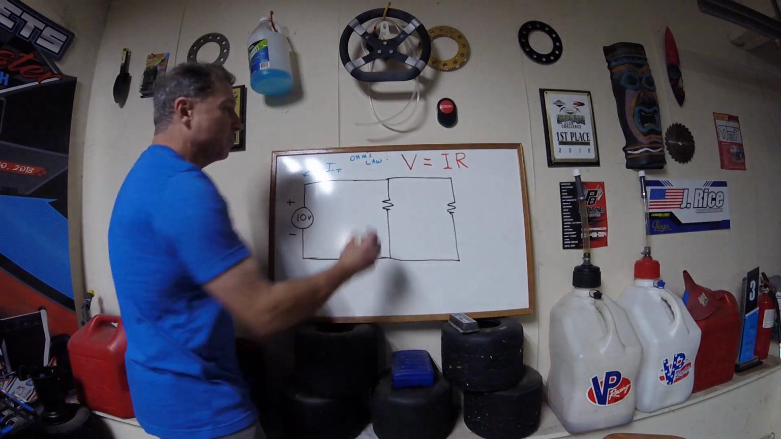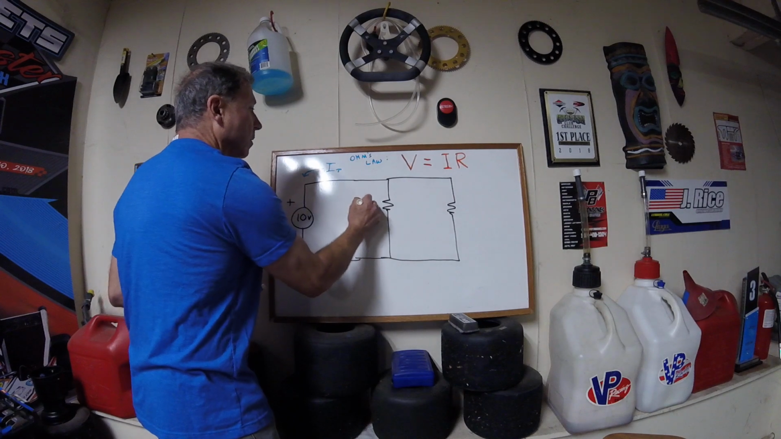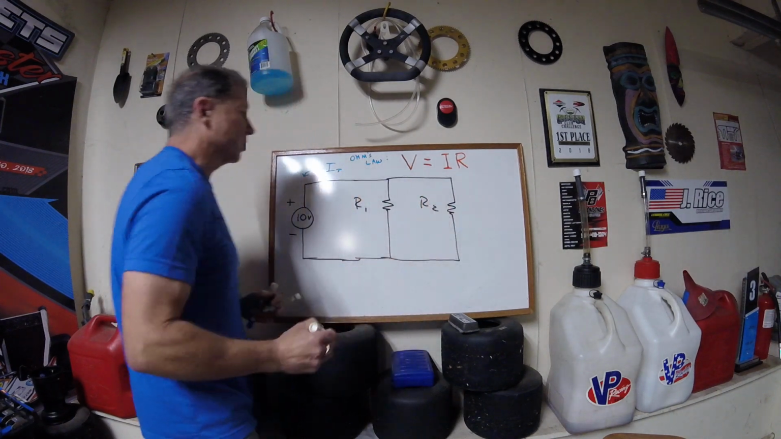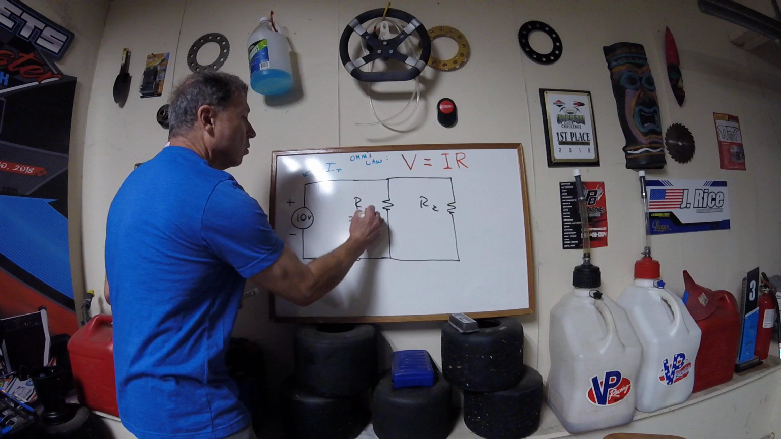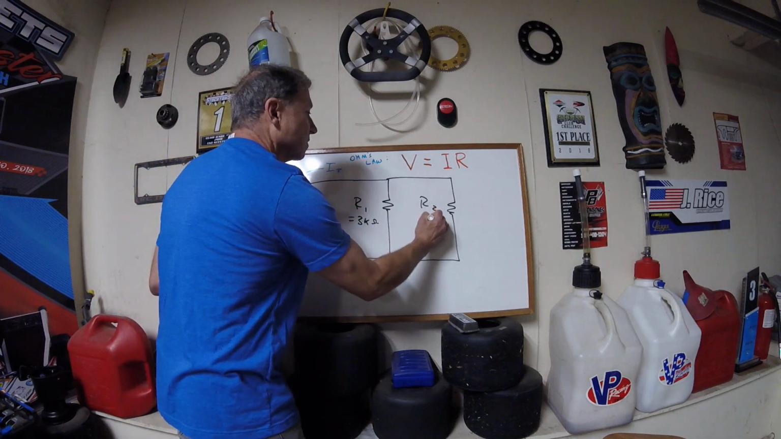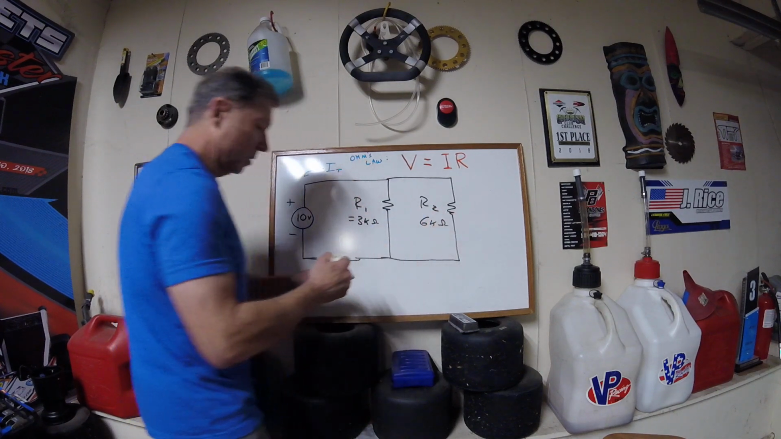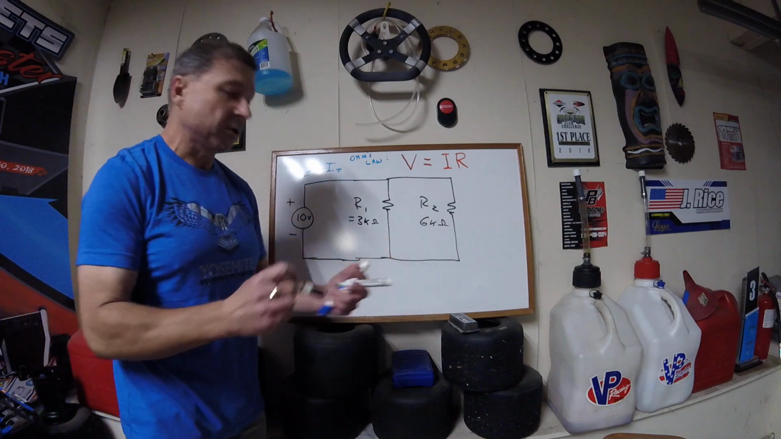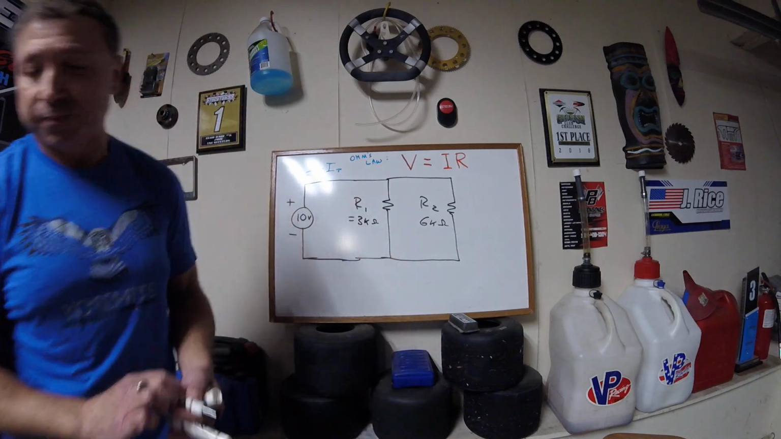We're going to make this a little simpler. We're only going to use two. We're going to have an R1, R2. We're going to say R1 is 3K ohms, R2 is 6K ohms, and we're going to calculate the currents that flow in each one using Ohm's law now.